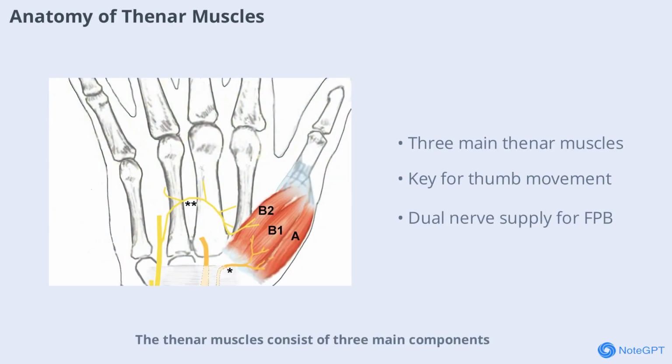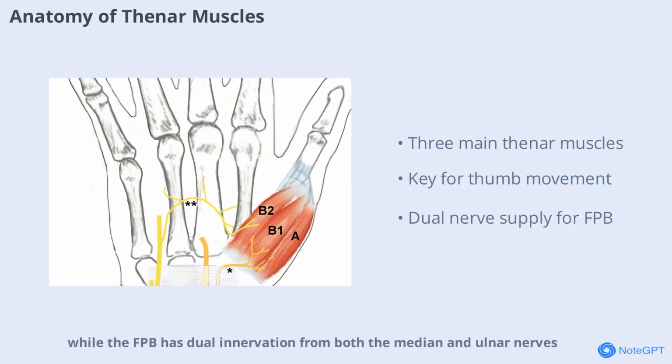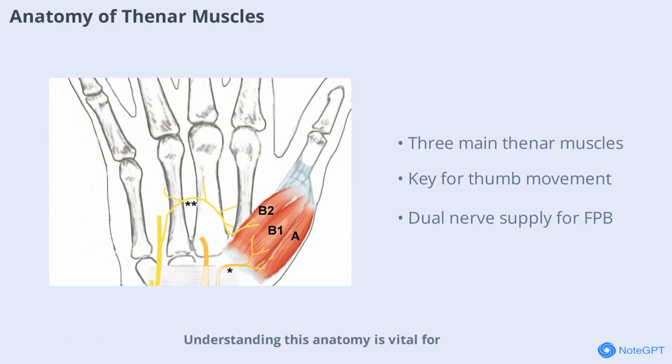Thenar muscles consist of three main components: the abductor pollicis brevis (APB), opponens pollicis (OP), and flexor pollicis brevis (FPB). These muscles are located on the radial side of the palm and are essential for thumb opposition, pinching, and fine motor tasks. The APB and OP are innervated by the recurrent branch of the median nerve, while the FPB has dual innervation from both the median and ulnar nerves. Understanding this anatomy is vital for diagnosing the underlying cause of thenar atrophy, as different patterns of muscle involvement can point to specific nerve injuries or syndromes.